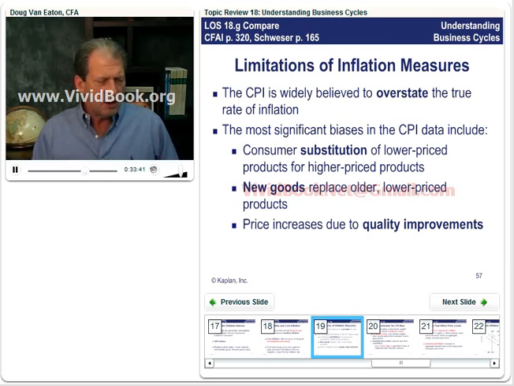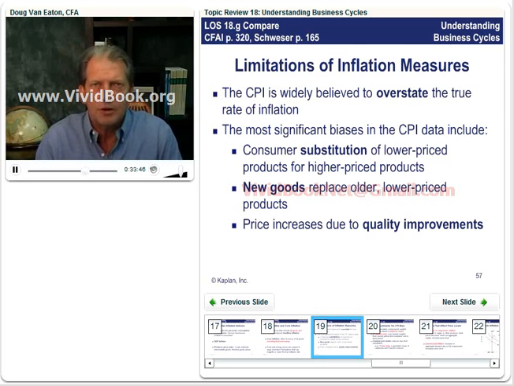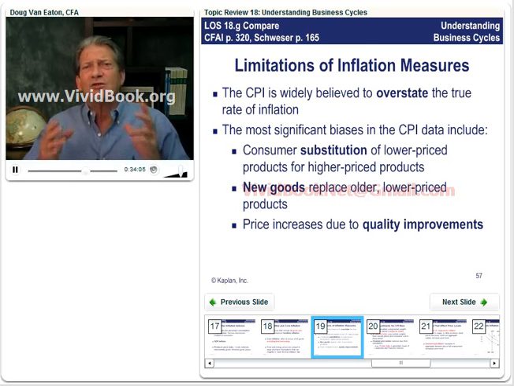Okay, so now we've got our inflation measures. We know how they're measured. We know what they're used for to some extent. What are some of the limitations? Well, for our purposes here, the CPI is widely believed to overstate the true rate of inflation. The argument that supports this claim is that we've got this fixed basket.